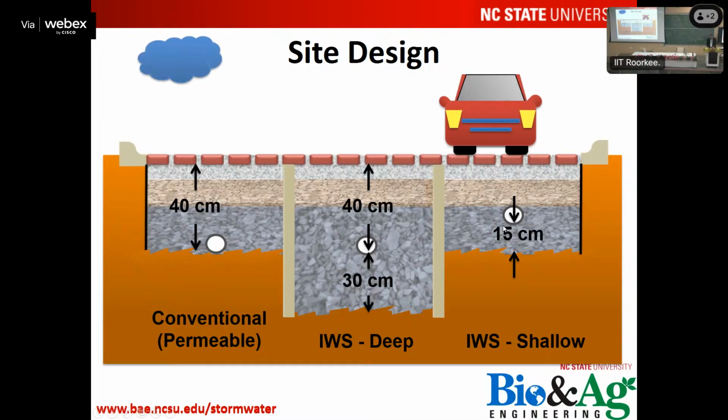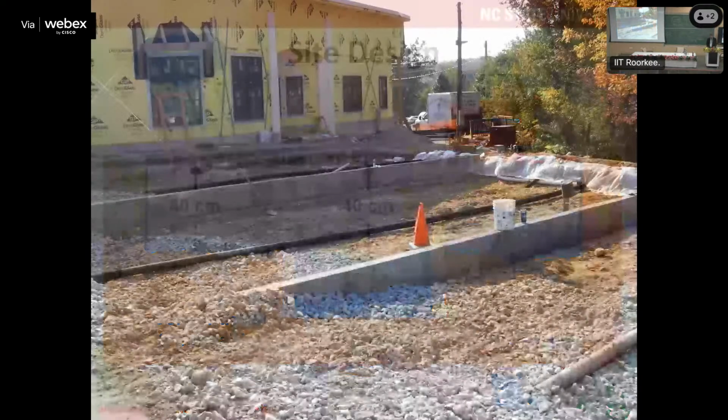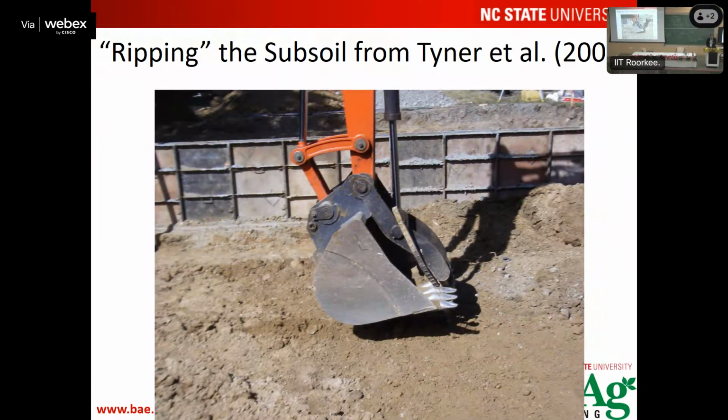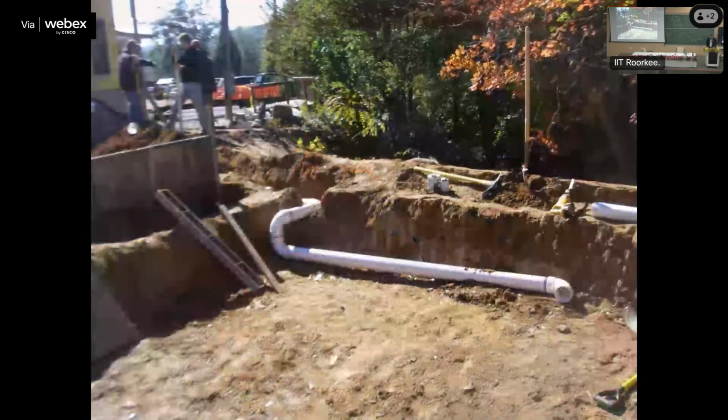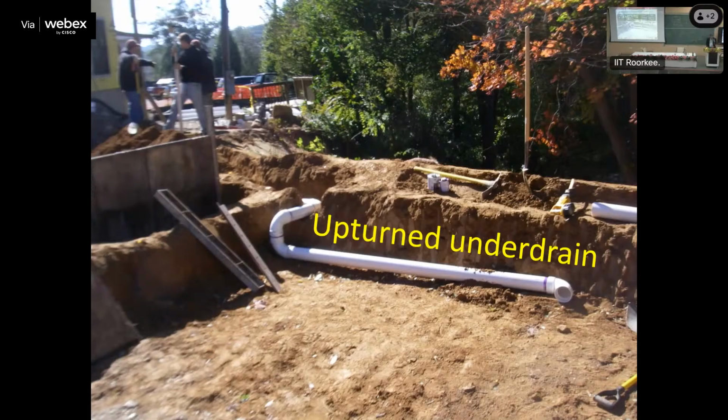Then we monitored it. The idea is that we intentionally store water in these. There it is getting built. We rip the underlying subsoil. There's your upturned elbow that causes the internal water storage. That's a foot, 30 centimeters, of internal water storage there. And then we installed it and we monitored it.